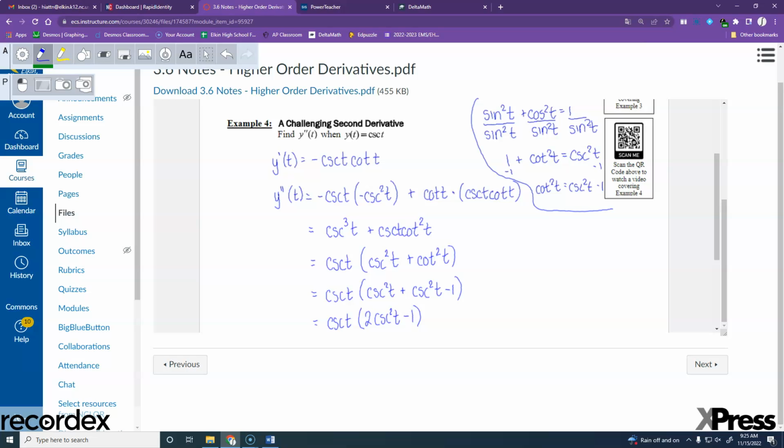Now, if it were free response, you could stop right there. You wouldn't need to necessarily do anything else. Okay, questions?